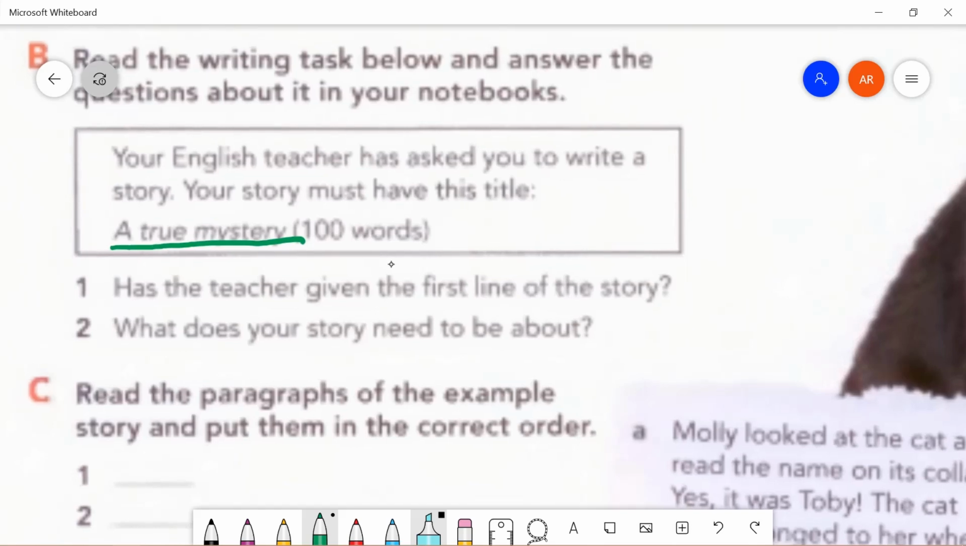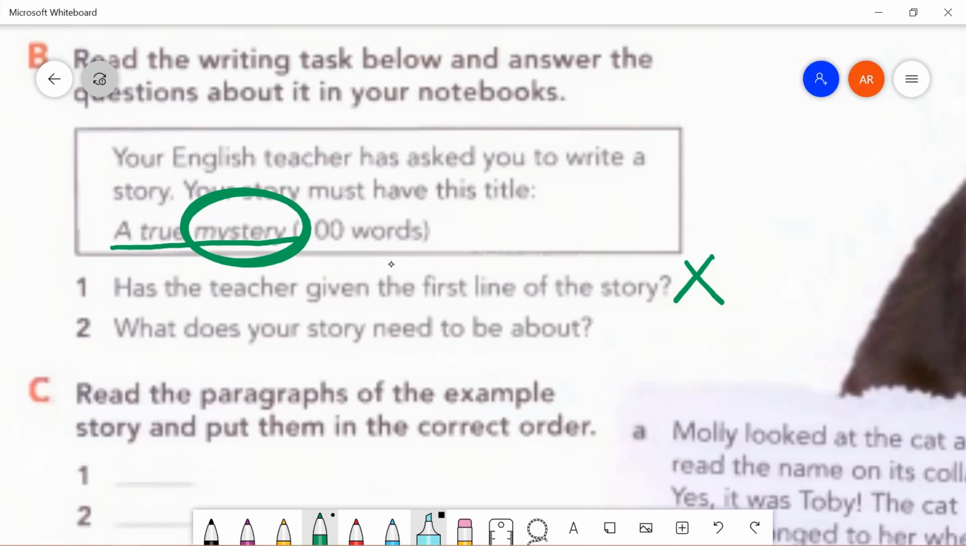Okay, the first question. Has the teacher given the first line of the story? No. What does your story need to be about? It needs to be about a mystery, right? When you say mystery, it means that it needs to be surprises. Surprises must be involved in your story. Okay?